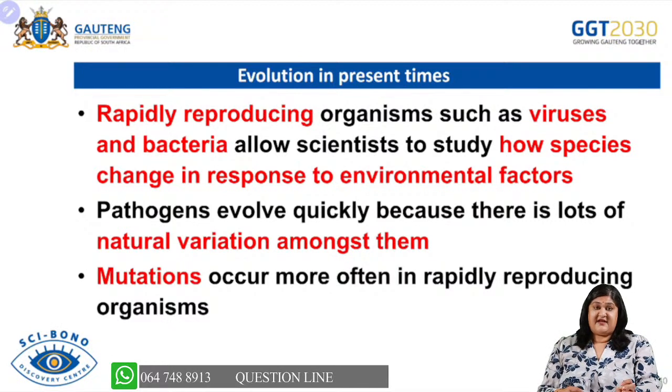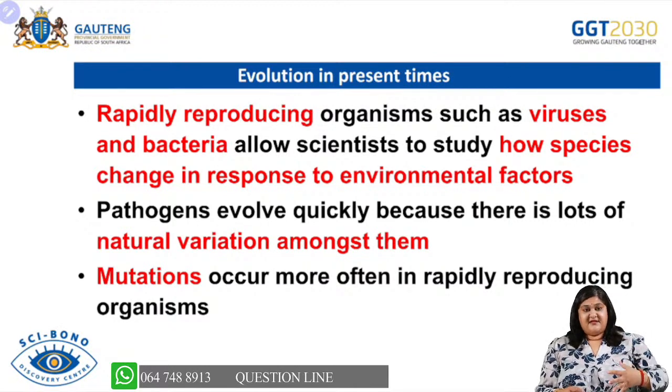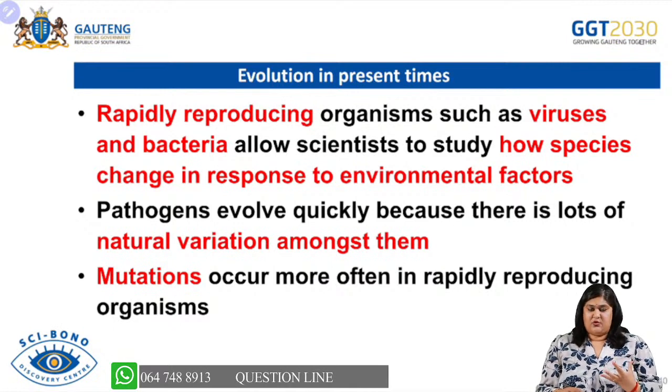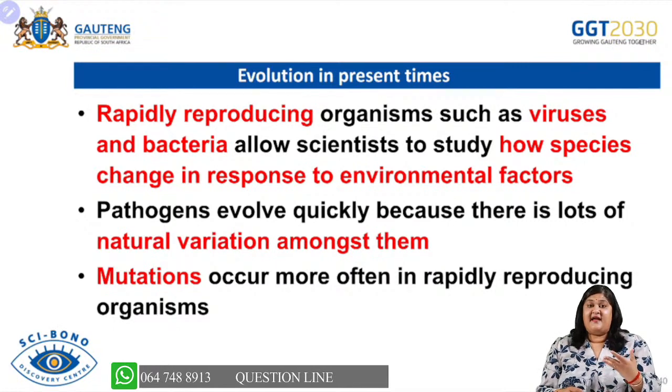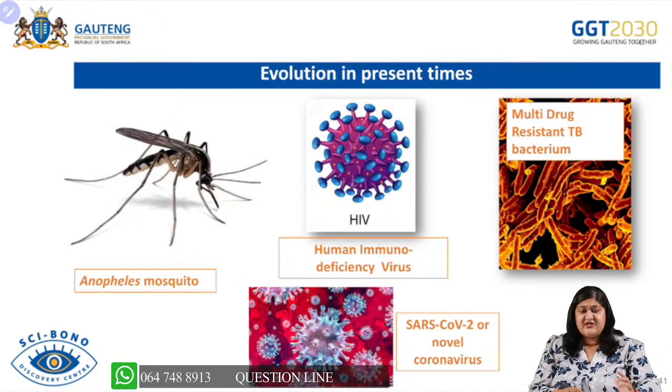Mutations occur more often in rapidly reproducing organisms. Okay, so essentially what we're saying here is that pathogens, all these disease-causing organisms, they all have natural variation. Some of them are resistant to antibiotics, some of them aren't. So every time an antibiotic is administered, the ones that are resistant survive and they reproduce. The ones that are non-resistant will die. And eventually, every time you apply that same antibiotic, they keep on reproducing and they keep on mutating. And that's how they are evolving. So let's look at some common examples that you may know. And you should know all of these, okay?